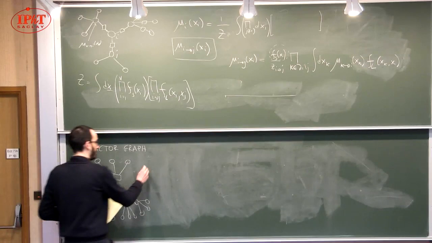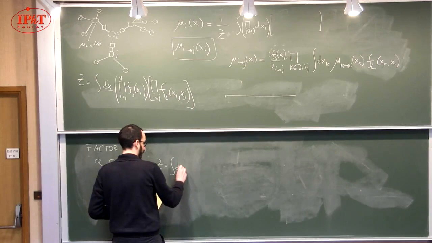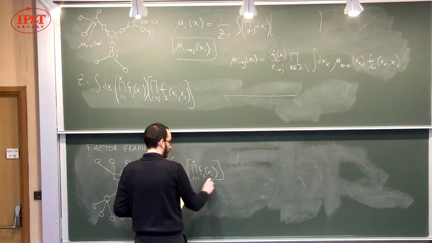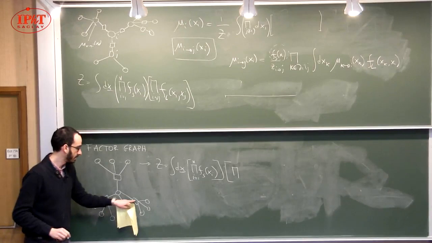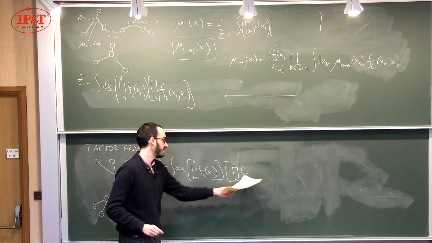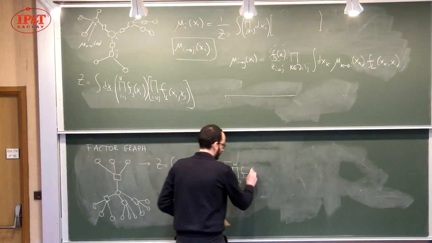Okay, so in this case, the partition function, you can write it this way, right? So again, you have an on-site term in general. And then here you have the product over all the interactions. Let's say that you have m of them. And then here I put some function f_c. C stands for check. These are called check nodes. And it's a function of all the variables.